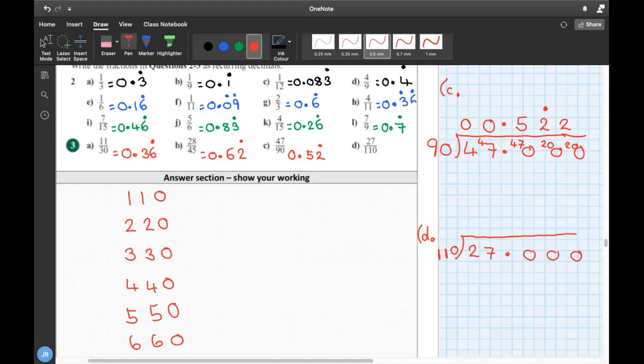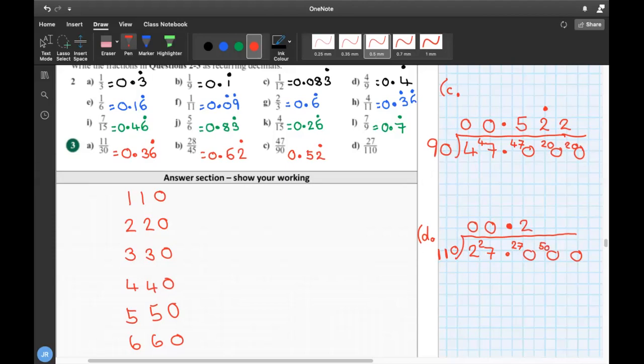Right then, let's have a go here. 110, how many times does that fit into 2? It fits no times. How many times does it fit into 27? None. We've got our decimal point, and we've now got 270. How many 110s can we fit into 270? We can fit 2. That got us to 220. From 220 to 270, we've got a remainder of 50.